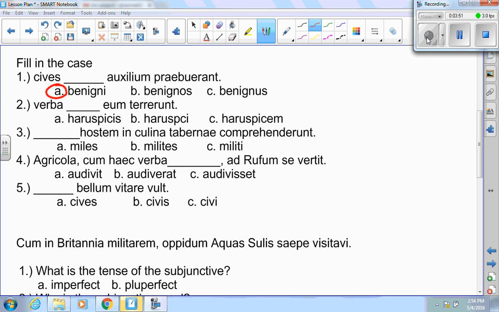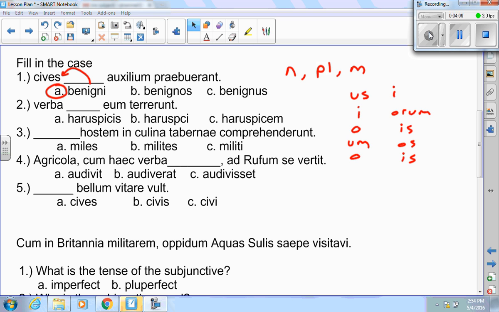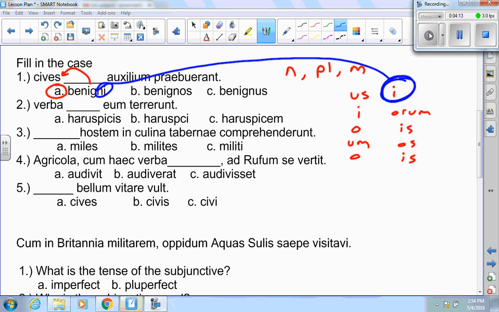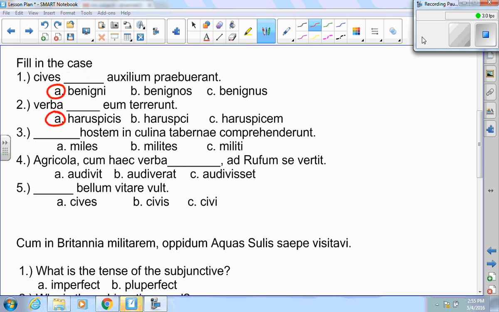Number 1 should be A. It needs to be an adjective that modifies the noun. I determined that it is nominative, it is plural, and it is masculine. My nominative, plural, masculine ending on my chart is, here's my chart, and hey, there's my nominative plural right there. That, guys, is what I need to use on the end to make it match up in case, number, and gender. In number 2, I'm going to choose A because it's genitive.